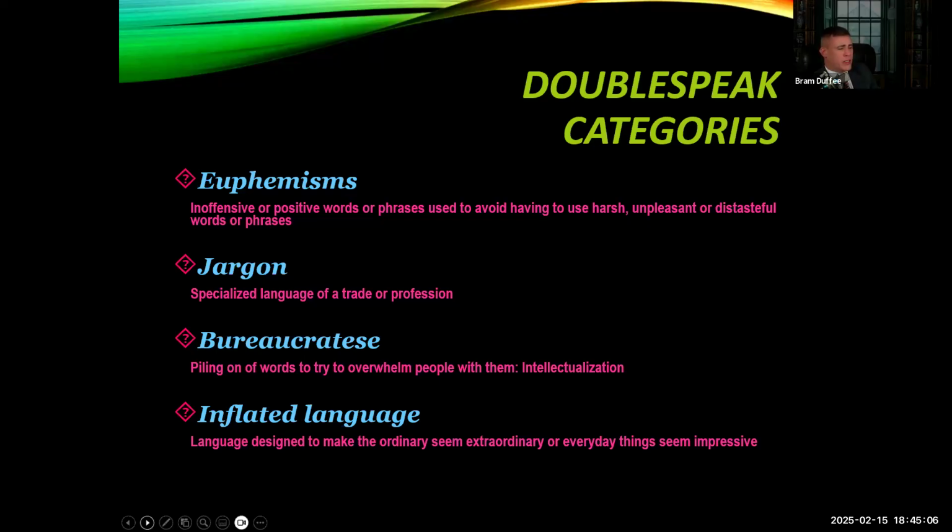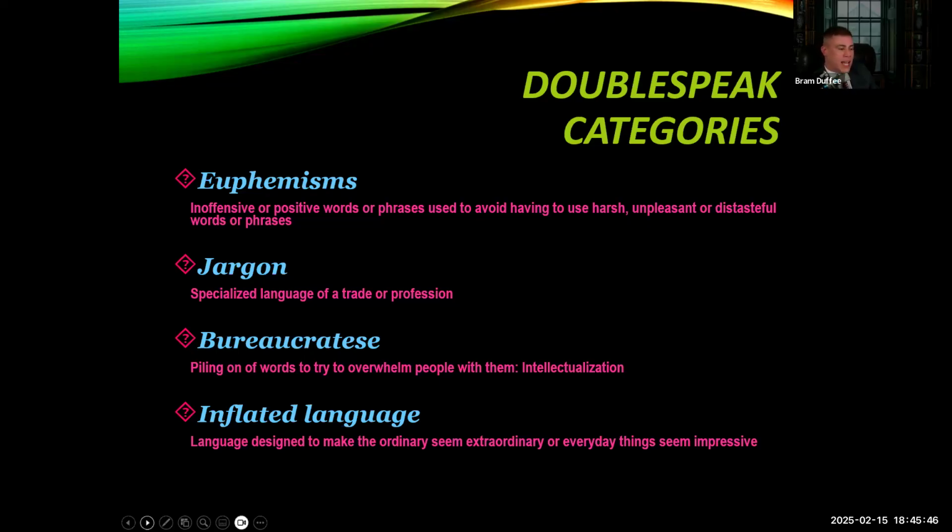Another important one to talk about is inflated language. This type of doublespeak is all about making the ordinary seem extraordinary. So, for example, a used car becomes pre-owned, or a fast food employee is called a culinary service provider. I mean, sure, it might sound more glamorous, but it can feel misleading or even disingenuous, right? So inflated language tries to elevate status, but it can also risk credibility in the process.